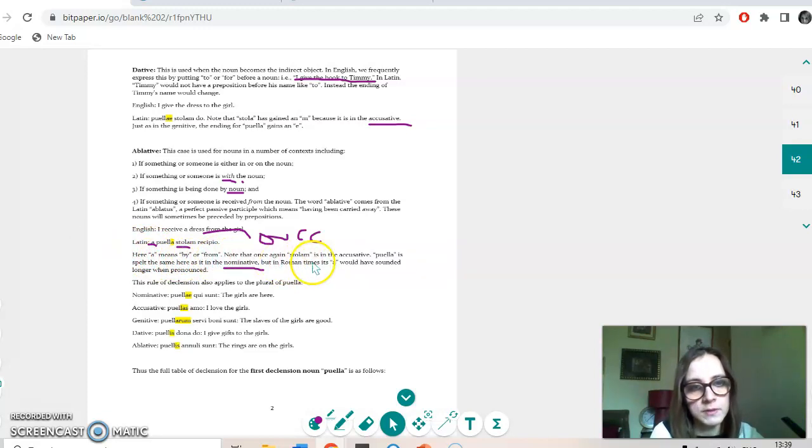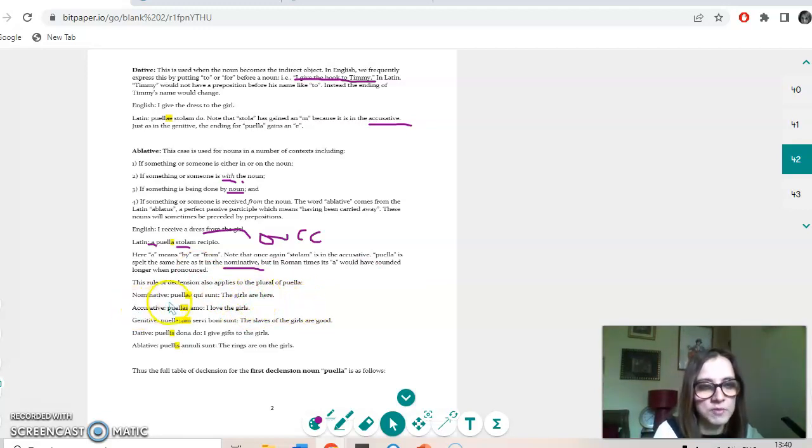And as I said, stolam is in the accusative, puella is spelled the same here as in the nominative, although it's in the ablative. Then in Roman times, its A would have been the last A. Well, it only has one A. The last A, which is the only A, would have been sounded longer when pronounced. So the nominative puella would be puella, whereas this one would be puella. So the rule of declension also applies, of course, to the plural of puella.